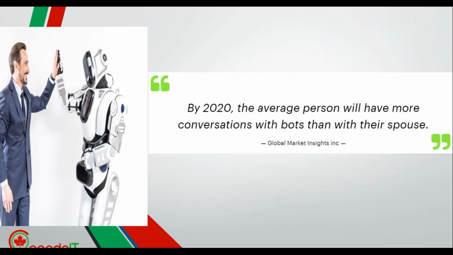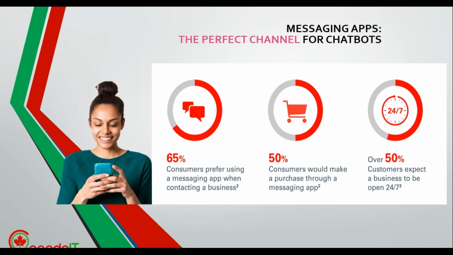And there is a survey. By 2020, the average person will have more connection with bots than with their spouse. And messaging apps, this is the latest trend now. 65% of customers prefer using messaging apps when contacting a business, and 50% of consumers would make a purchase through messaging apps. Over 50% of customers expect businesses to be available 24 by 7, because even if you're calling customer care, they may not be available after a point of time. You have to wait for the next day.